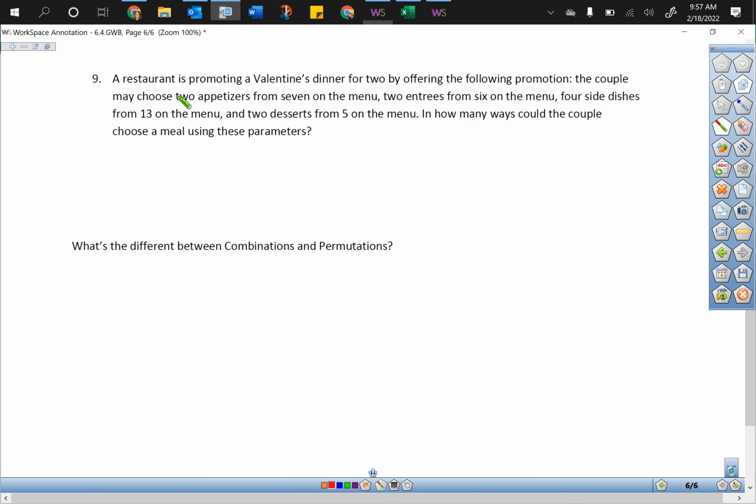So it says the couple may choose 2 appetizers from 7 on the menu. They can choose 2 entrees from 6 on the menu. They can choose 4 side dishes from 13 on the menu and 2 desserts from 5 on the menu. So how many different courses are they having in this dinner? There's 4 different courses, okay? We have appetizer, entree, sides, and desserts, all right?